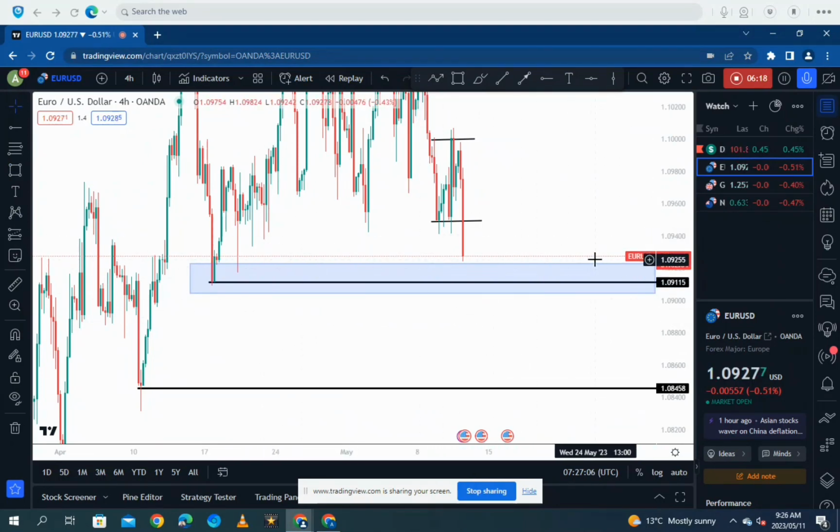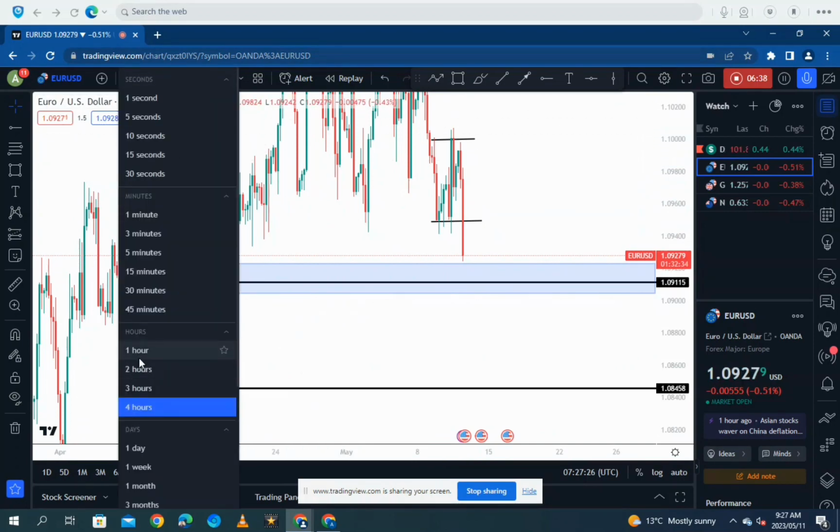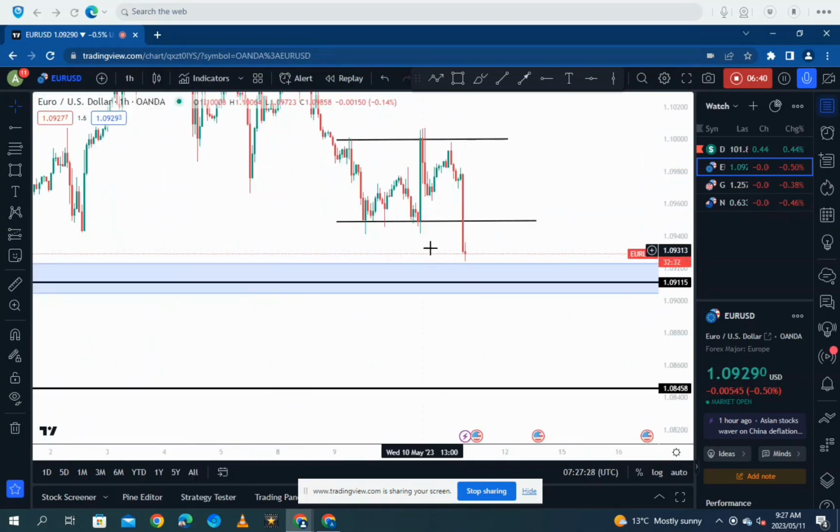In terms of an entry, it's already late for me to enter this trade. I'm just going to wait for the next 4-hour candle and then see if I can get an entry. But I'm definitely looking to sell Euro USD. Of course, I'm going to be paying attention to that zone there, but I'm going to see based on price action. I want to see what the market is going to do, especially on the lower time frame.